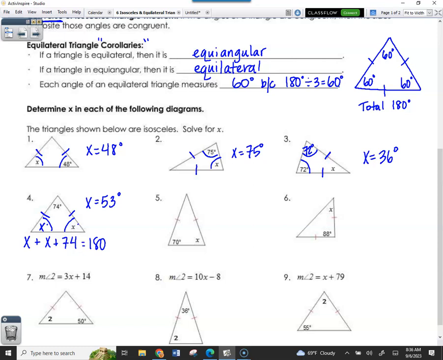All right, 5 and 6, what'd you get? 70 and 46.